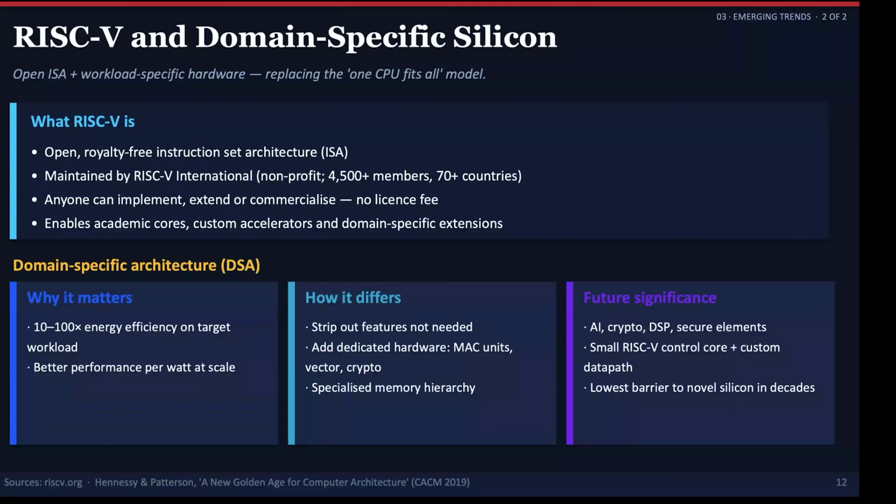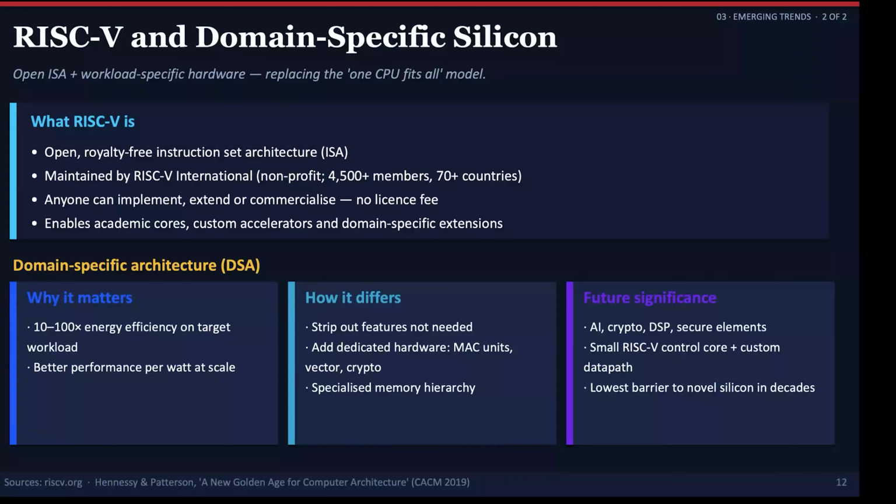The second piece is domain-specific architecture, a processor microarchitecture tuned for one workload, such as matrix multiplication, signal processing, or cryptography. It can deliver like 10 to 100 times higher energy efficiency compared to a general-purpose CPU on that workload. What's the cost? The cost is flexibility. A DSA is fast on its target, but comparatively poor if you use it to do a different task. And AI accelerators are the clearest published example, reaching hundreds of tera operations per second.